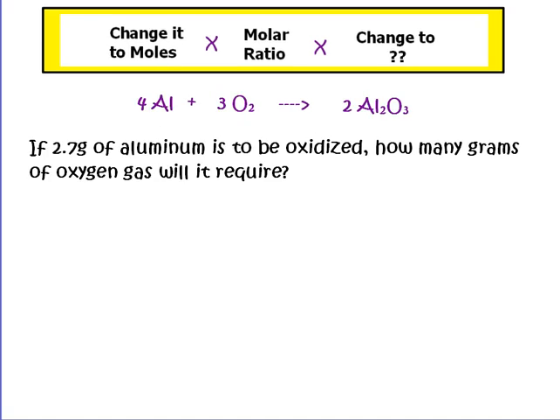Here's my next problem. It's going to be the oxidation of aluminum to form aluminum oxide. And there's our problem. Why don't you give this a go and do the 3 steps. And when you're done, just hit the play button again, and I'll be right there waiting to show you how I would do it.